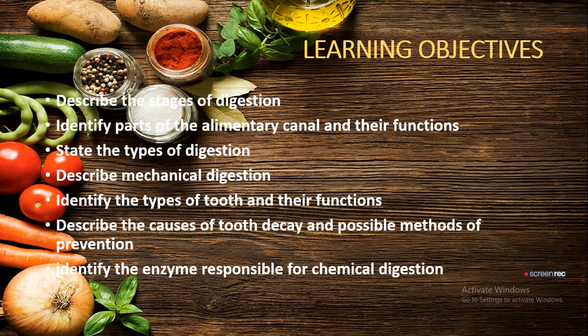So quickly, the learning objective for this lesson is to describe the stages of digestion in humans. We should be able to identify parts of the alimentary canal and their functions. We should state the types of digestion. We should also describe mechanical digestion, where we identify the types of teeth and their functions. We also describe the causes of tooth decay and possible methods of prevention. We are also going to identify the enzymes that are responsible for the process of chemical digestion.